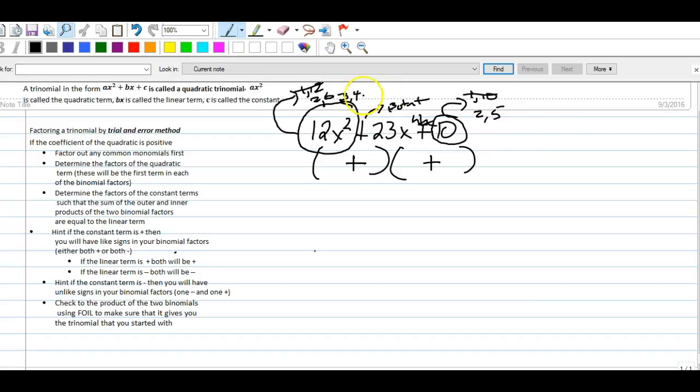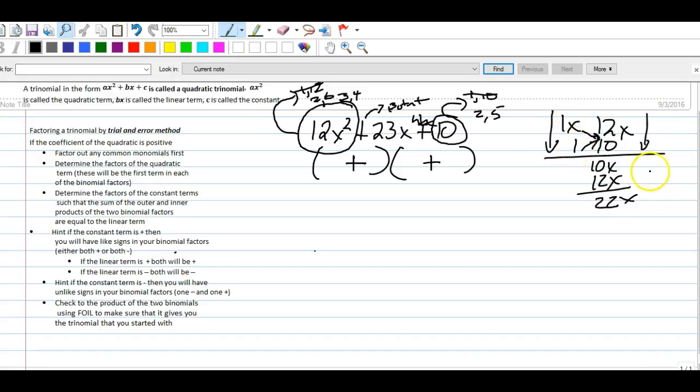Now, they come close, and if I write 1x and 12x and 1 and 10 and look at the various combinations, 1x times 10 will give me 10x, and 1 times 12x will give me 12x, and that's 22x. Now if I look at the other combinations, consider all possibilities. 1x times 1 is 1x, and 12x times 10 is 120x, and that gives me 121x, which was way more than the 23x that I'm looking for.